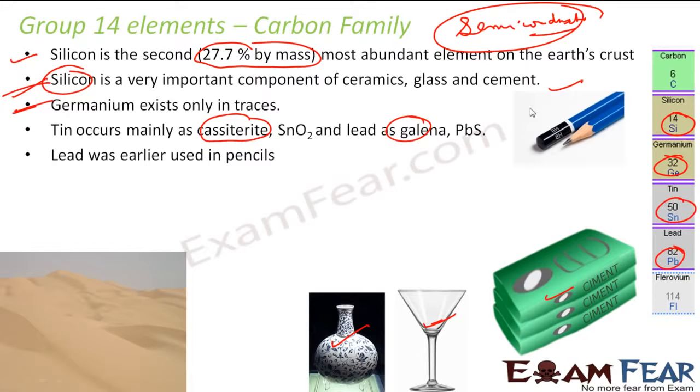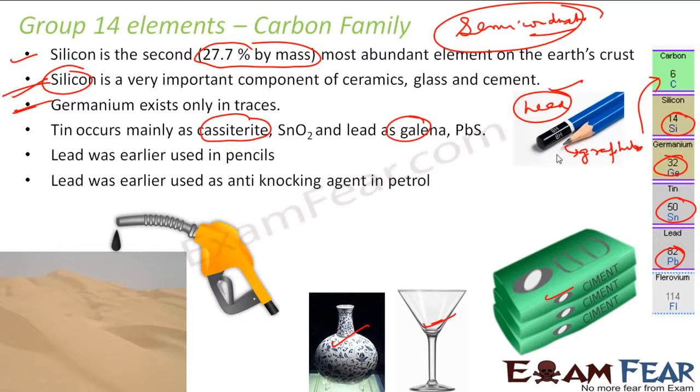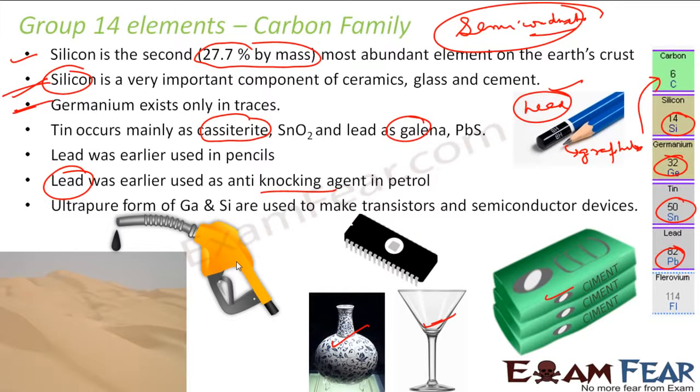Lead was used earlier as a pencil. That's why it's called a lead pencil. But now, since lead is poisonous, it is no longer used here. Instead of lead, we use graphite. And what is graphite? It's nothing but carbon. So instead of lead, carbon is used in pencils now. But still, the word lead pencil holds the name. Lead was also used earlier in petrol for anti-knocking. But again, since lead is poisonous, it is no longer used.